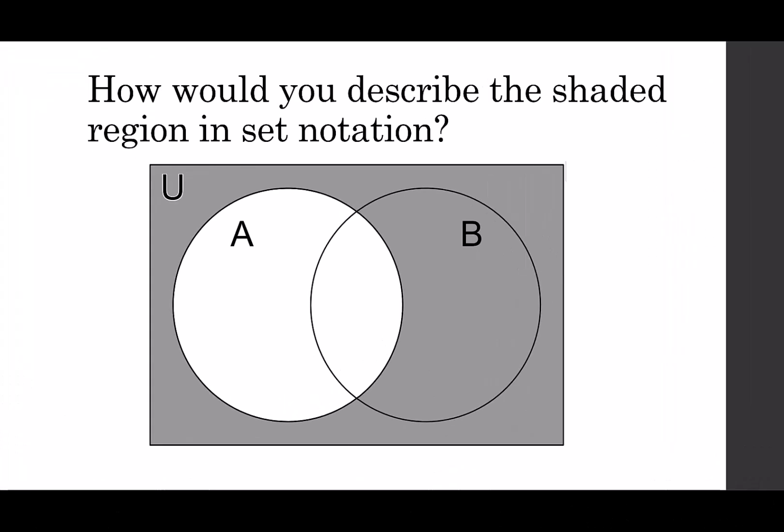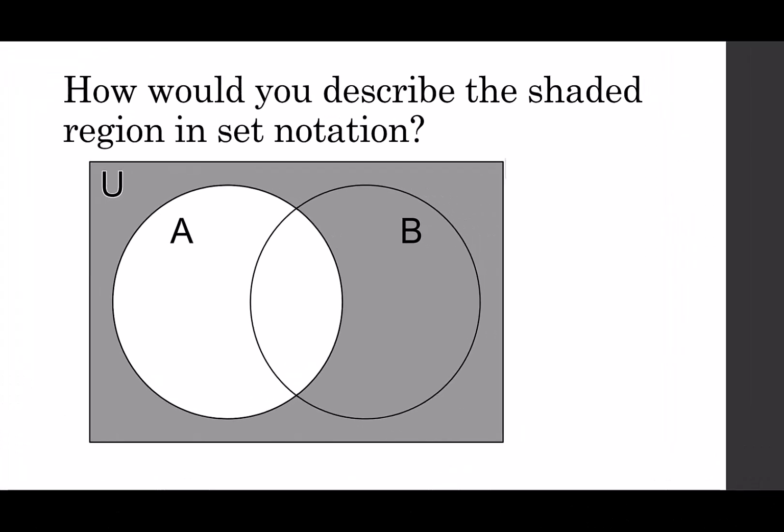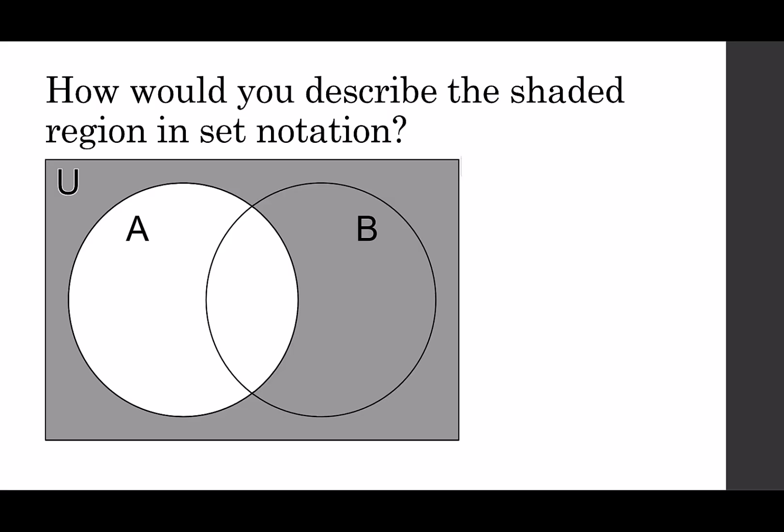So let's try to describe some shaded regions. In this Venn diagram, we can see everything shaded except things that are in the set A. We can write this as a complement since it's everything in the universe that's not in the set A.